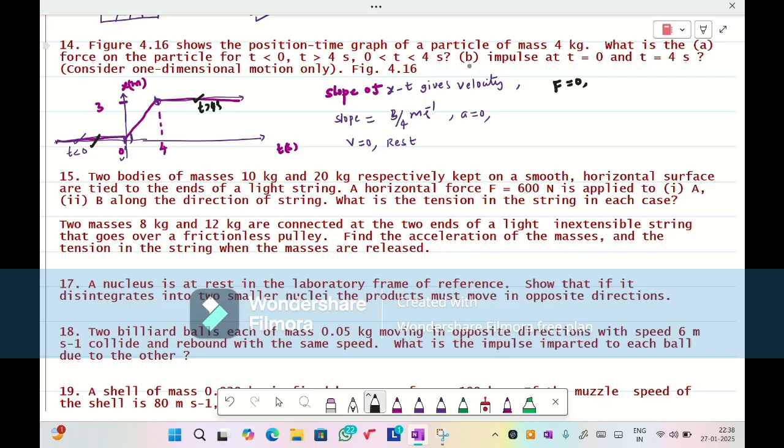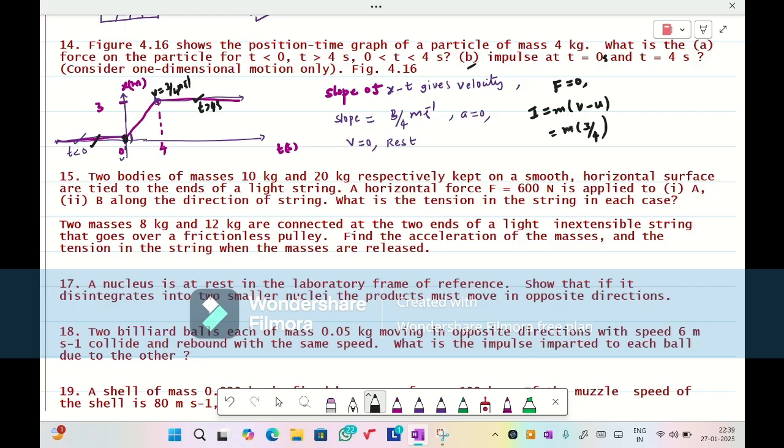Now, option B. The impulse at t equal to 0 seconds. Impulse means change in velocity. So, at t equal to 4 seconds, velocity is equal to 3 by 4 meter per second. So, these two intervals I will take. Impulse here: at t equal to 0, velocity is equal to 0. The impulse I is equal to change in momentum, m into v minus u. So that is equal to m into v, where v means final velocity, that is equal to 3 by 4.